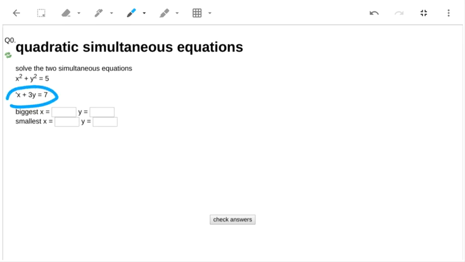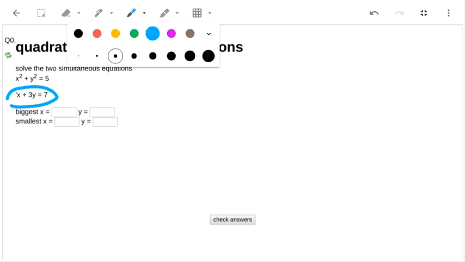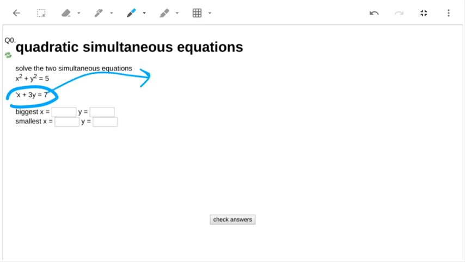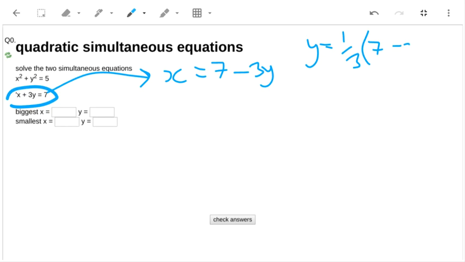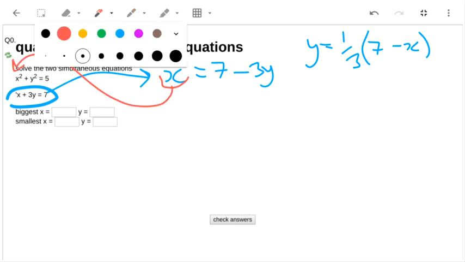So the first thing I do is take the simpler equation and rearrange it for x. I could rearrange it for y, but that would be a little bit messier because I'd have a factor of a third here. And I'm going to be substituting that into the x in the first equation.